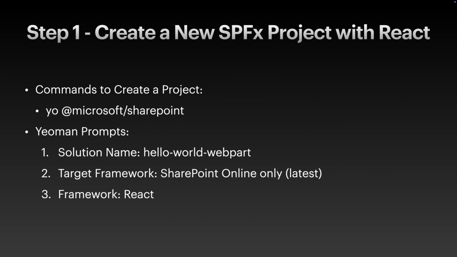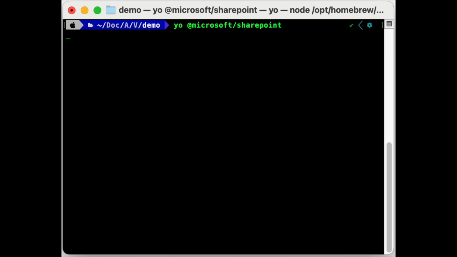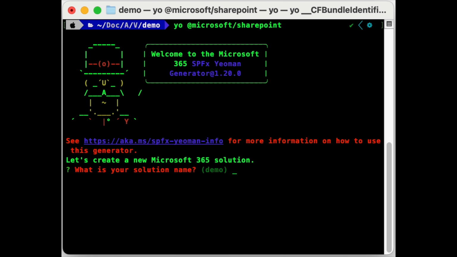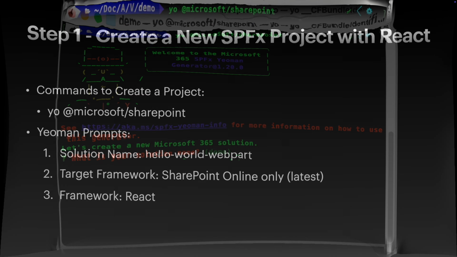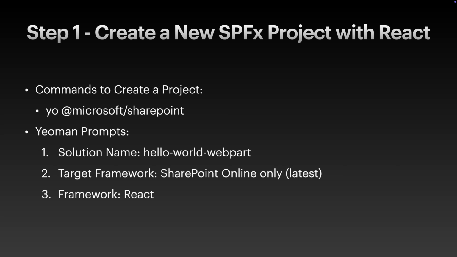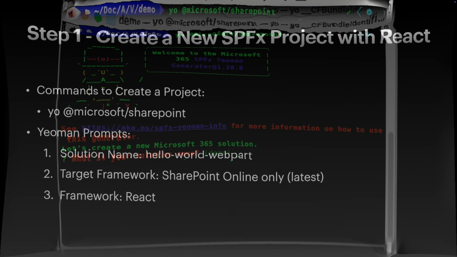Let's begin by creating a new SPFx project and selecting React as framework. Open your terminal or command prompt. Navigate to the folder where you want to create your project. Run the Yeoman generator with the following command: yo @microsoft/sharepoint. Yeoman will now ask you a few questions. Here's how you should answer them.